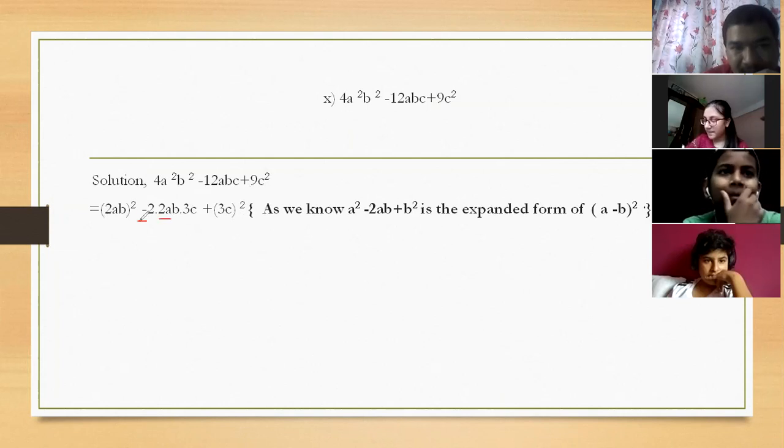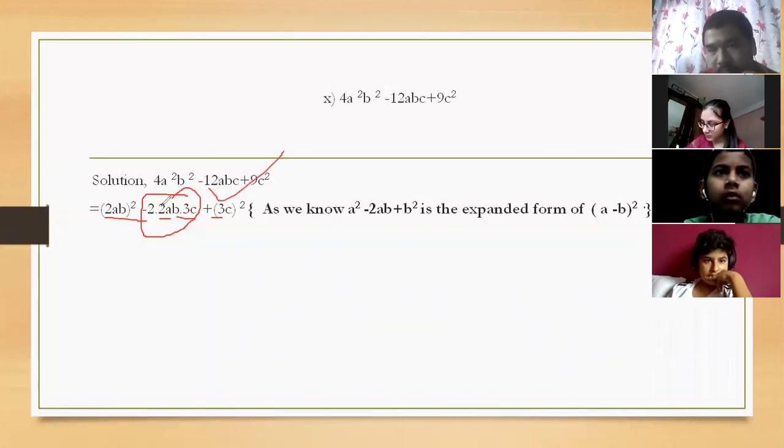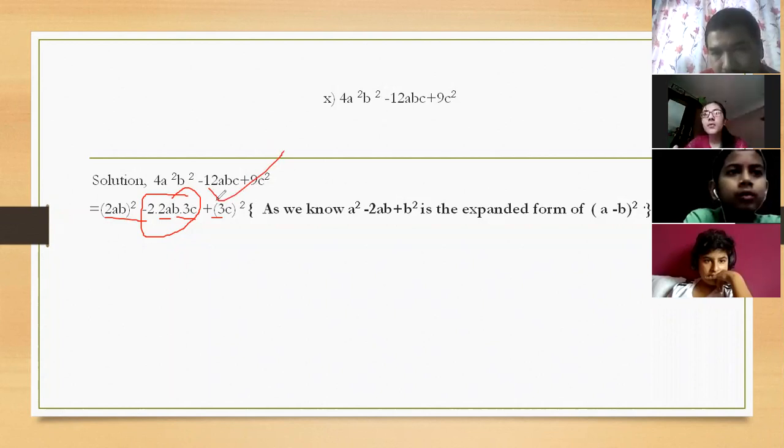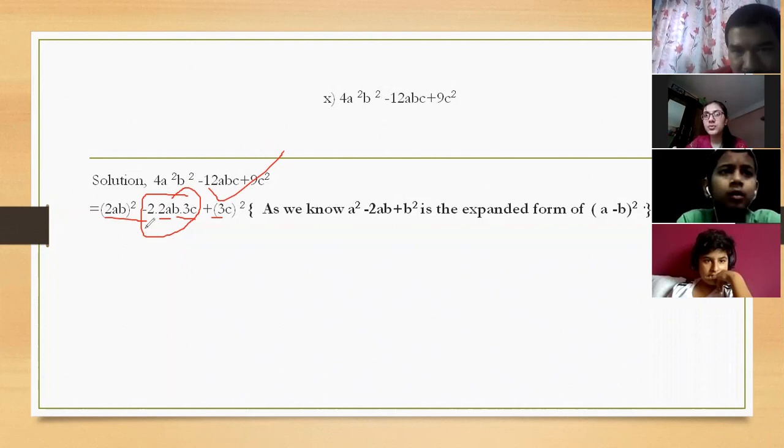A means what is in the first bracket? 2AB. B means there 3C. And we have to check by multiplying this, okay? Does this multiplication give 12ABC or not? Check it. Yes, sir, 12ABC. It gives. That means it is in which formula? Sir, A minus B whole square. Good, you are absolutely right. This is in the A minus B whole square formula.